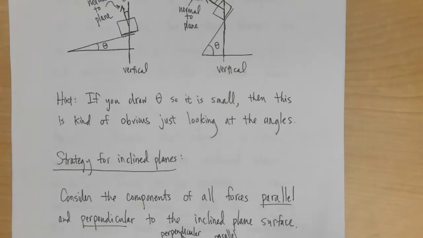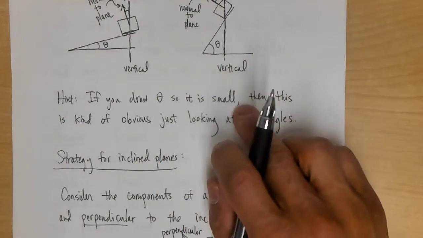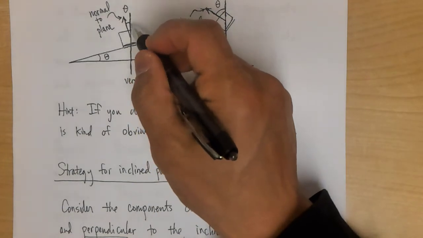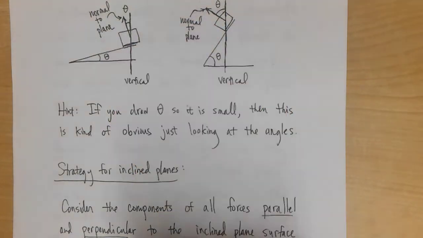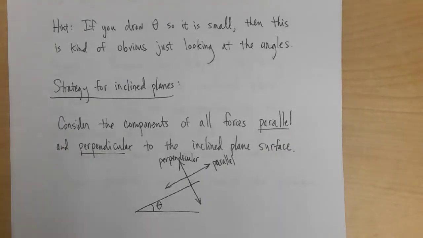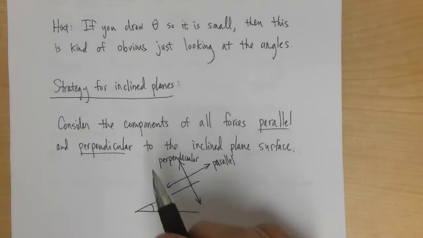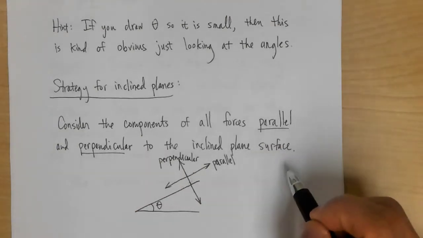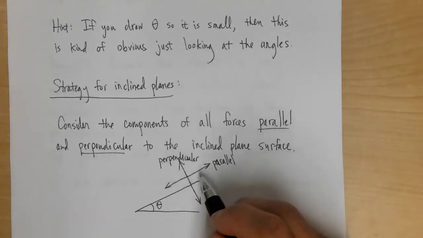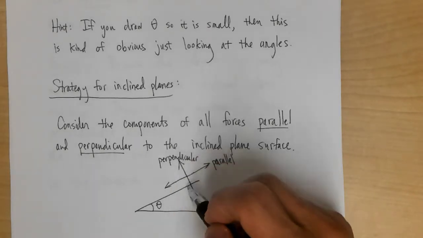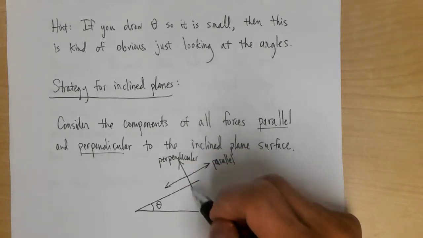Okay? So, hint, if you draw theta so it looks small, then this is kind of just obvious by looking at the angle. As you can see, there's only a really small wedge here, just like this really small wedge here. Okay, and now the whole strategy of studying inclined planes is that instead of considering horizontal and vertical components, x and y, you consider parallel and perpendicular components, parallel being this direction up and down the plane, perpendicular being normal to the plane, perpendicular to the plane.